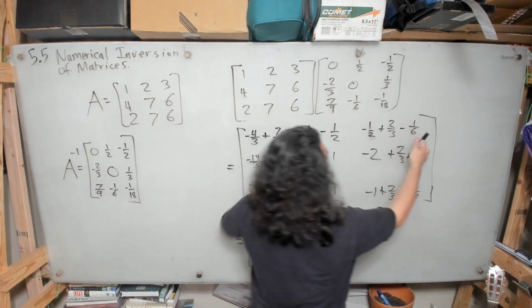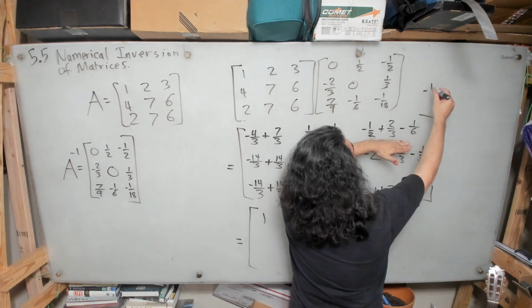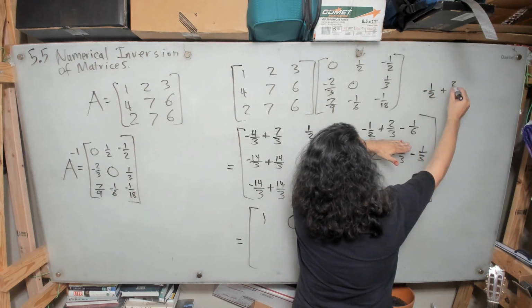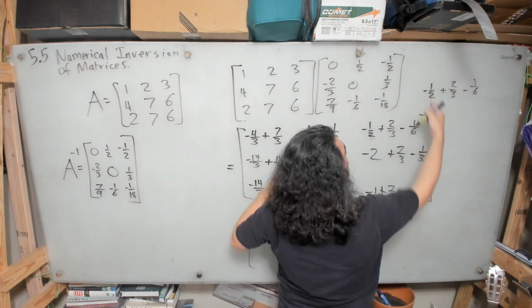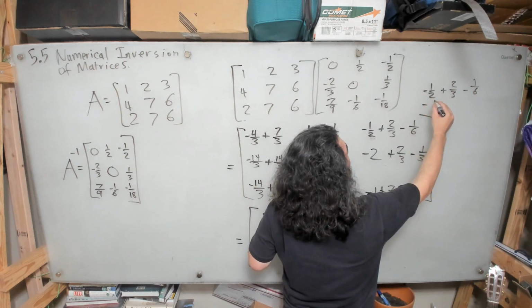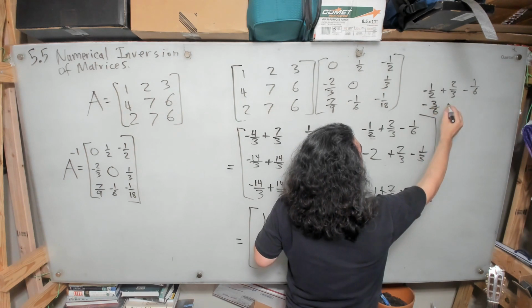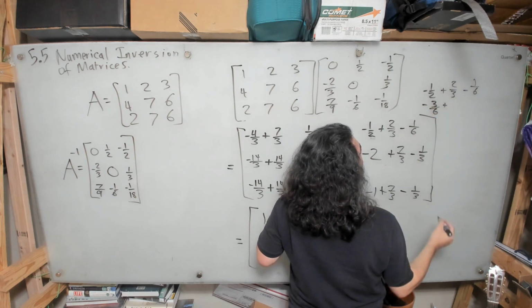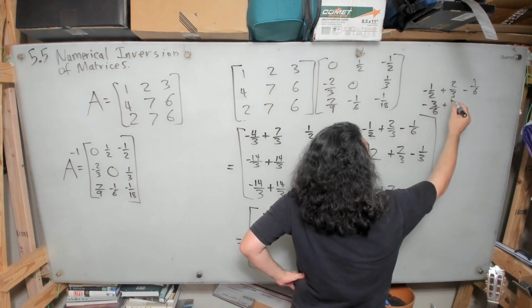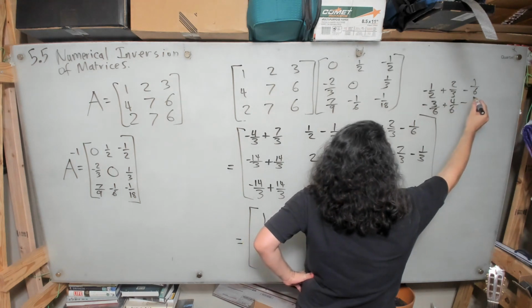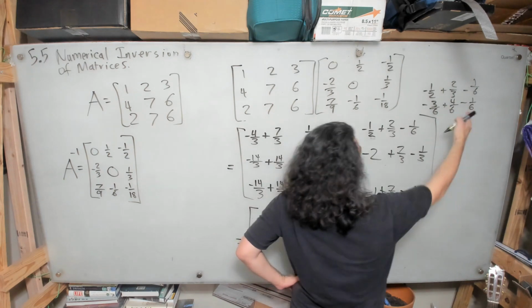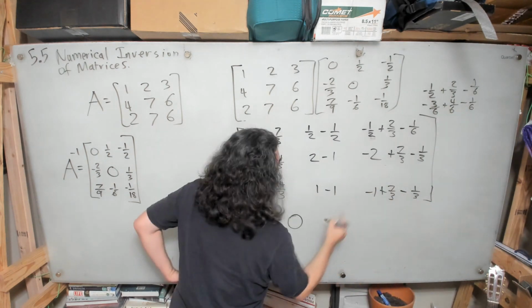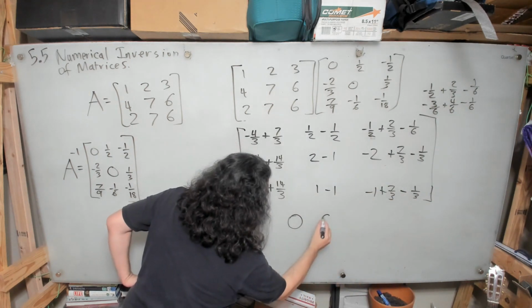So I can calculate this as follows. Negative 1/2 plus 2/3 minus 1/6, I can multiply the top and bottom of the first one by 3. So it'll be negative 3 over 6 plus, I can multiply the top and bottom of this one by 2 over 2, so it'll be 4 over 6 minus 1 over 6. So negative 3/6 plus 4/6 is 1/6, minus 1/6. That one becomes 0. Right?